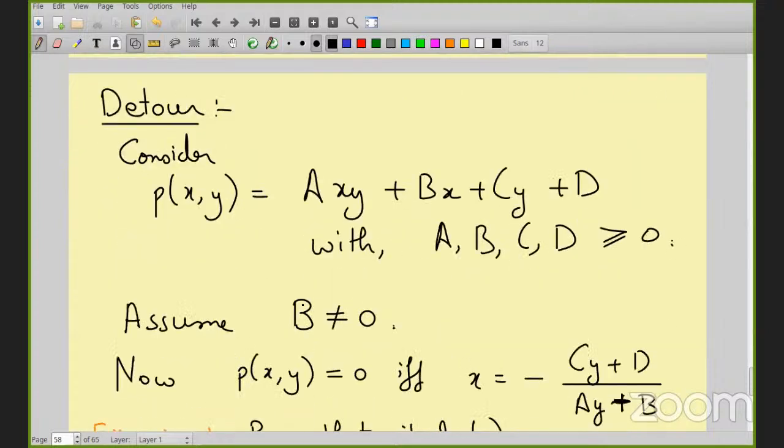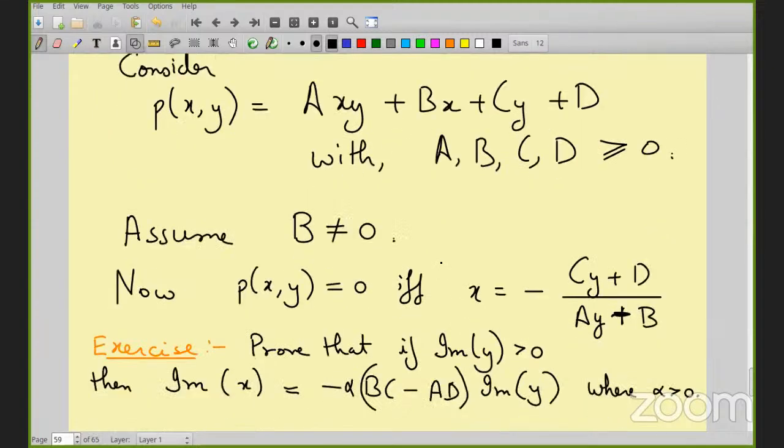So suppose this polynomial is 0. Then x has to be, just by substitution, x has to be minus (cy plus d) divided by (ay plus b). Right? Okay, this is fine, right? This is just this.